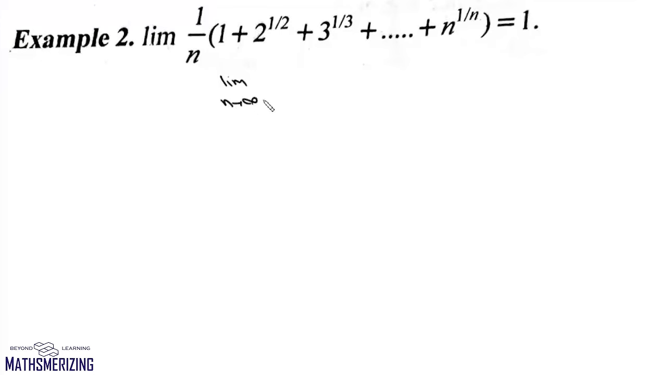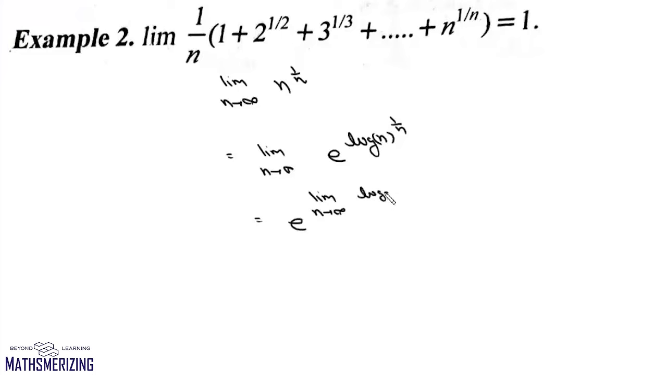Now we can write this as the limit as n tends to infinity of e to the power log n^(1/n). So it will be e to the power of this limit as n tends to infinity of (log n)/n. Now this is log infinity upon infinity, so it is of the infinity upon infinity form. We can use L'Hopital's rule. We can write e to the power of this limit as n tends to infinity, and it will be (1/n)/1.